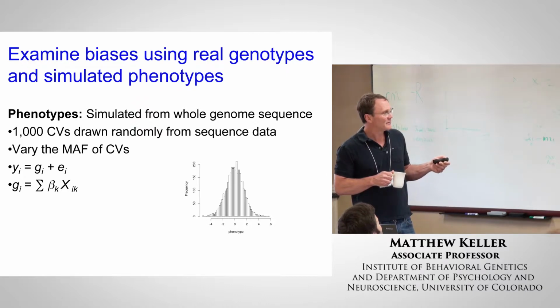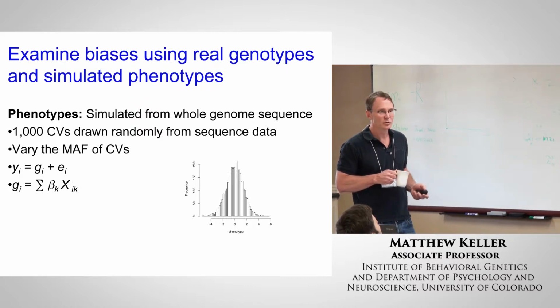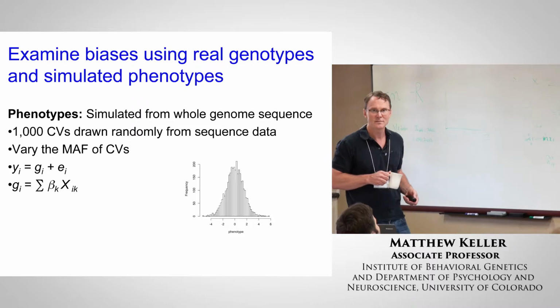We varied the MAF of the causal variants as well as the MAF of the SNPs. I should have said that there. So Y is just going to be equal to the breeding value of each individual plus some environmental noise that we added on, randomly distributed. And the G_i, that breeding value, is just the sum of the SNP effects times the genetic score of each individual at each SNP, summed across the SNPs.